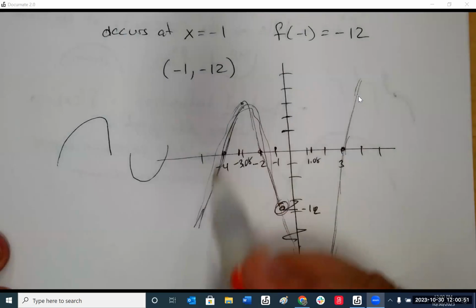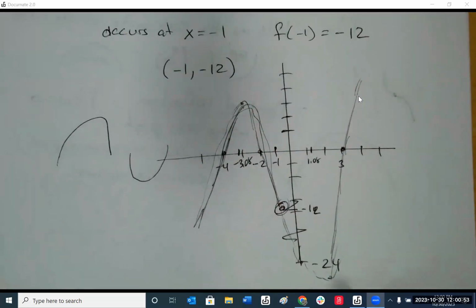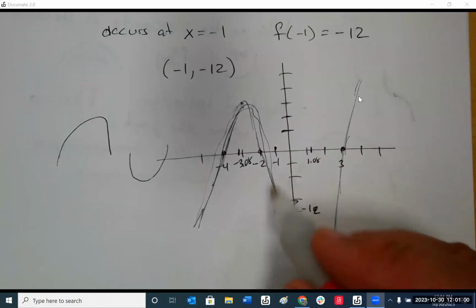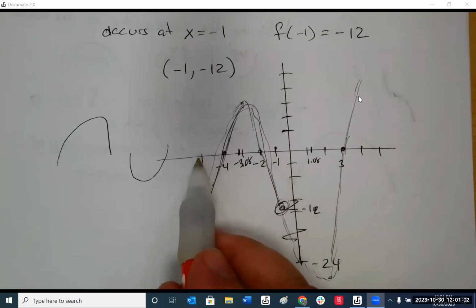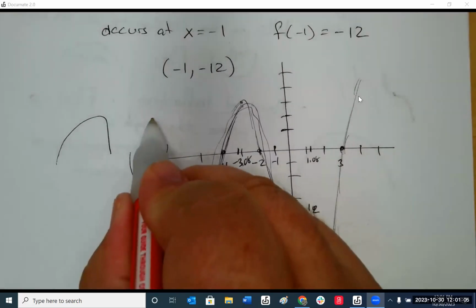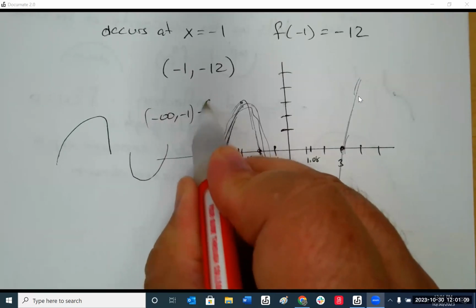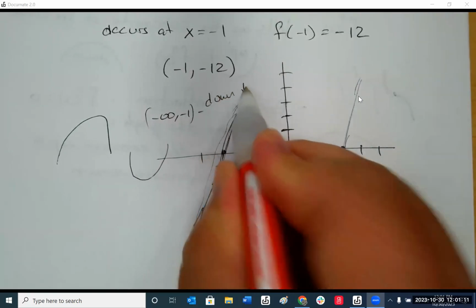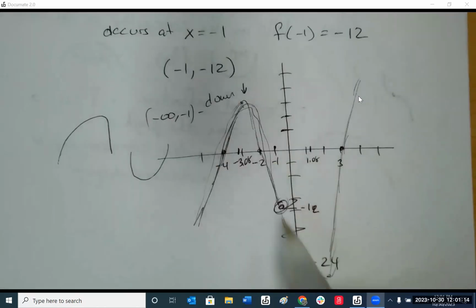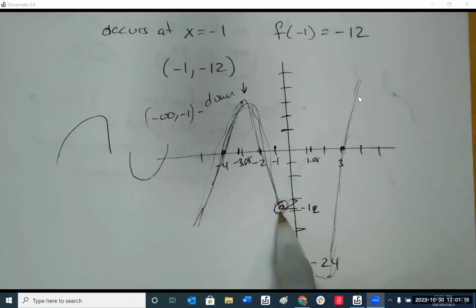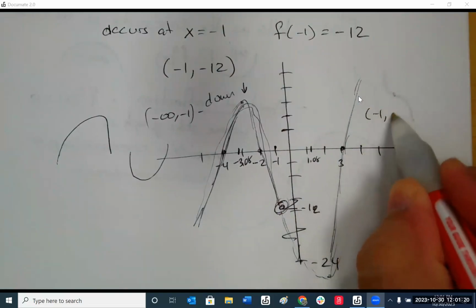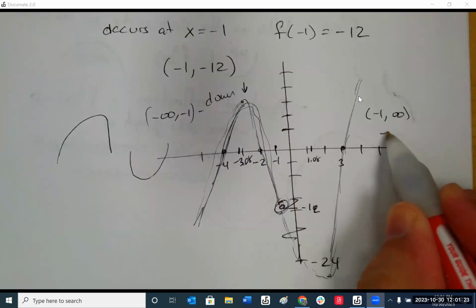So all this stuff here, it's all pointing down. Okay, now, yeah, everything up until -1 is concave down. From -infinity to -1 is concave down. Then everything after -1 to infinity is concave up.